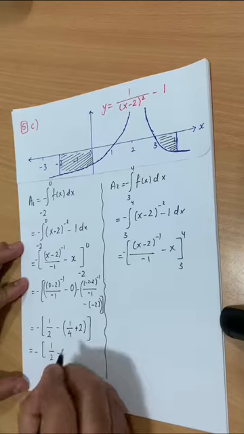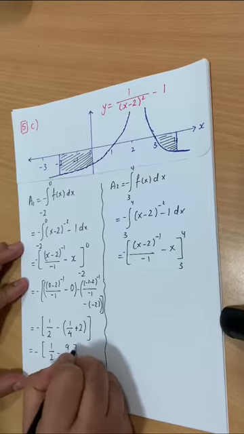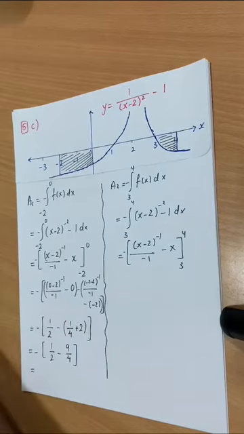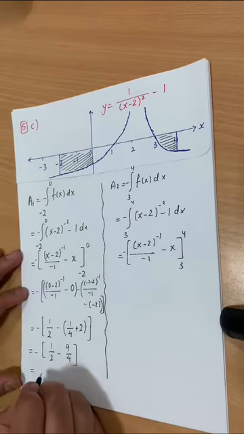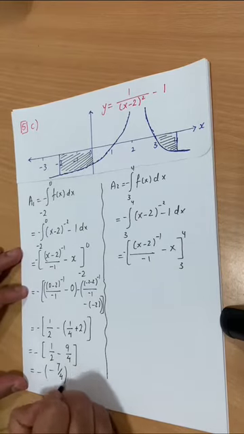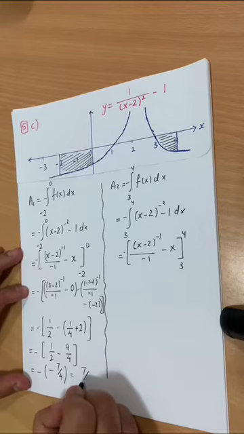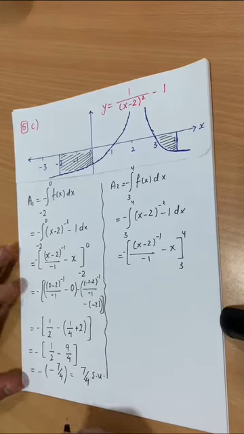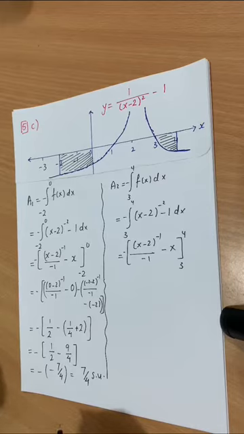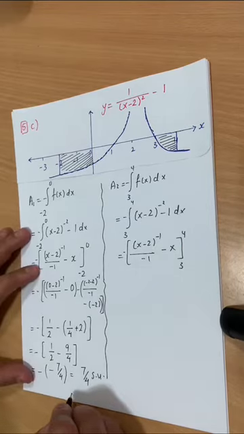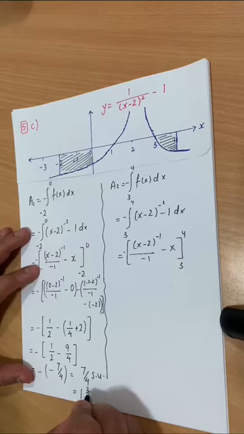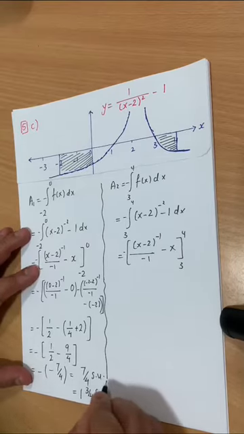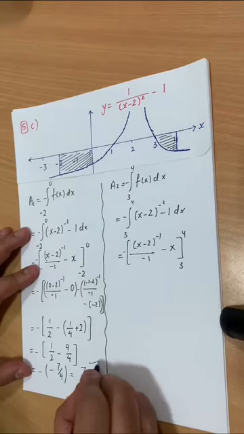Have minus 9 over 4. If you do that on the calculator, minus 9 over 4, then the answer is negative 7 over 4. And you have a negative sign outside, so the answer is 7 over 4 square units. This is the value of the area. And at the end of the textbook, you'll find 1 and 3 over 4 square units, which is the same thing. So both of them are right.